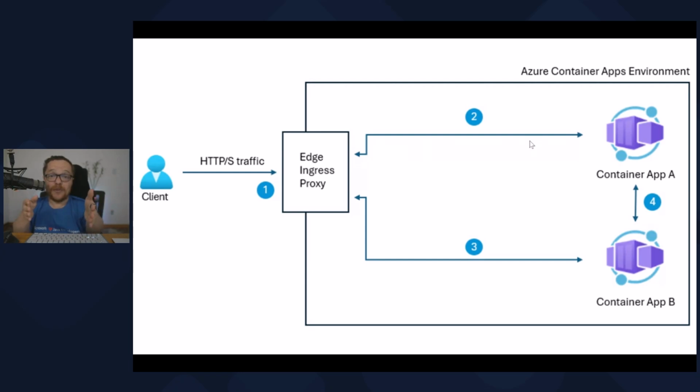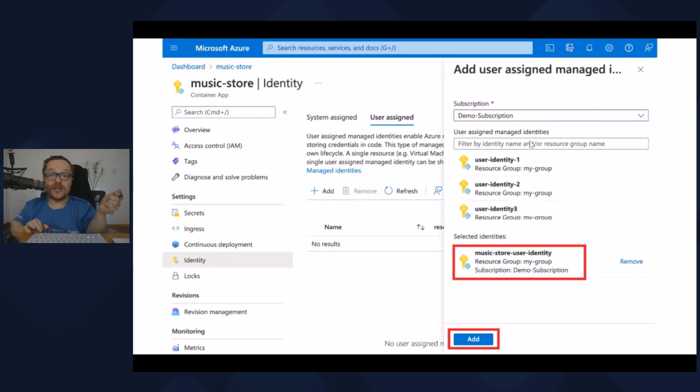So in this example, we have Azure Container Apps. Container App A accesses B, and throughout that entire process we're encrypting the traffic to make sure that no one can intercept it. So here's another nice example. We'll see a little bit more in the demo.